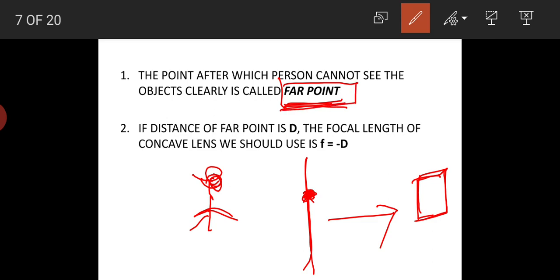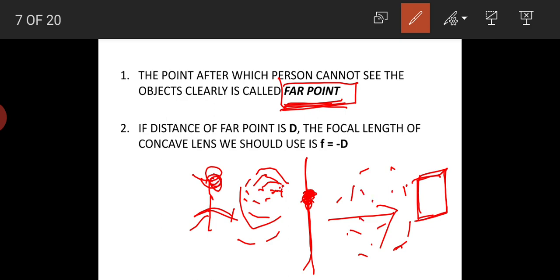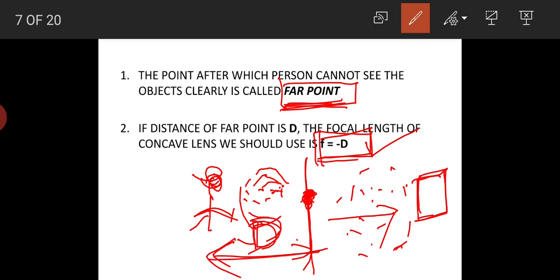Far point means the point till where you can see the objects clearly. It means all the objects present before the far point will be visible clearly, whereas all the objects present beyond the far point will not be visible clearly. So the distance of the far point is d. If the distance of the far point is d, then the focal length of the concave lens is given by f is equal to minus d. This is very important regarding 2 marks. Remember this: the focal length of the concave lens is f is equal to minus d, where d is the distance of the far point.